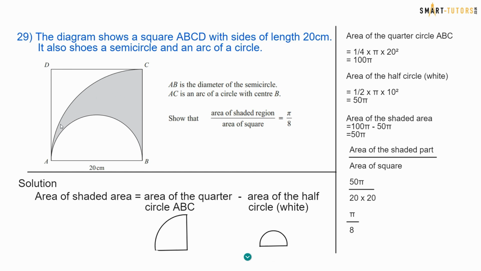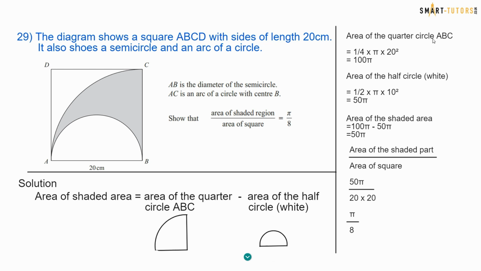It looks like a quarter of a circle. The area of ABC is a quarter of a circle. From there, you take away the area of the half circle, which is the white part. So from the big quarter of the circle, take away the area of the half circle, and that gives the gray area, right? So how do we find that?